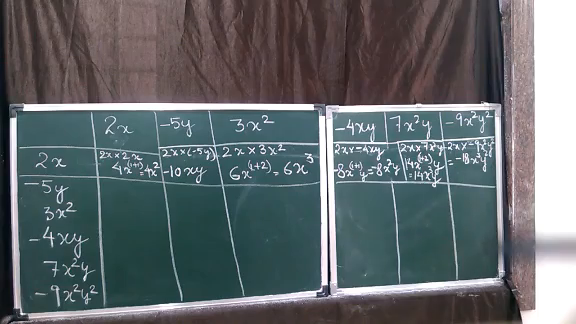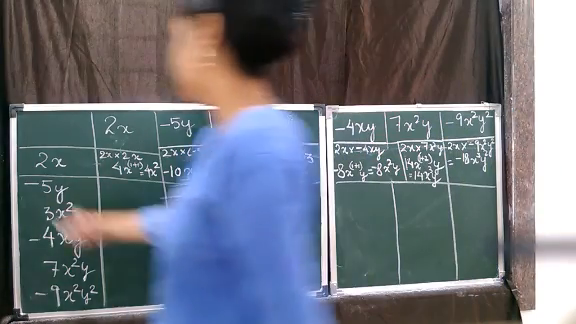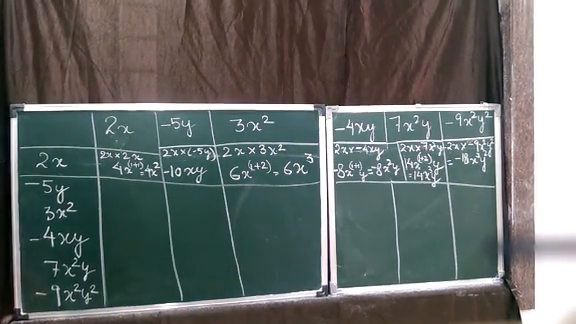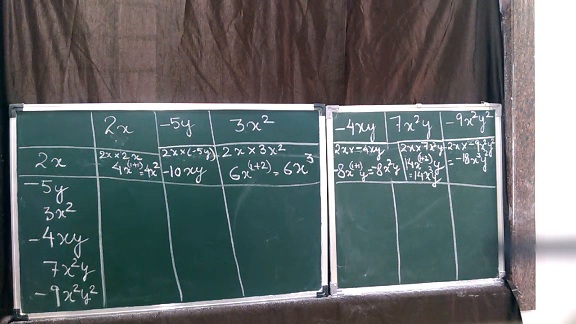Okay, so this is the first row that we have completed. Then we go with the second row, okay, which we are going to continue tomorrow. Please write till here.